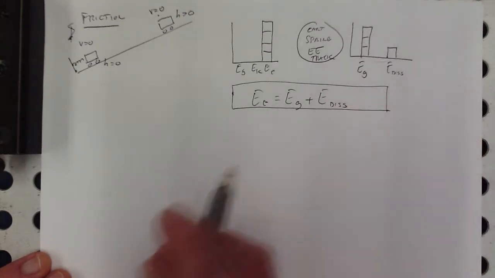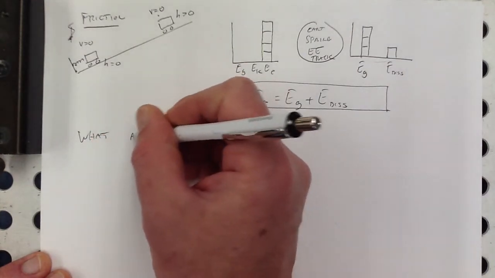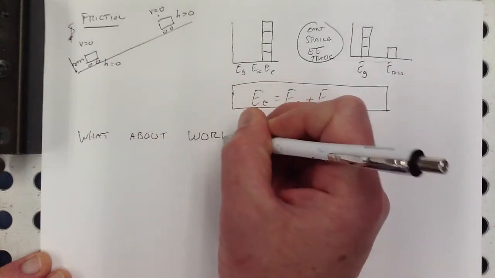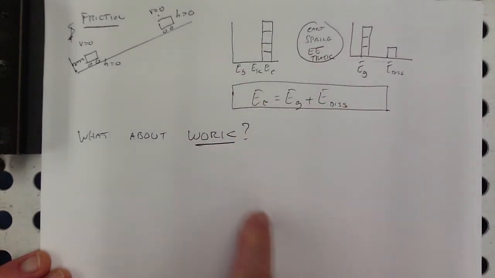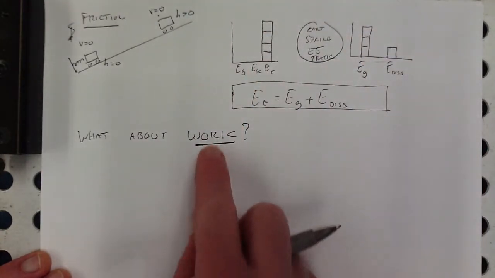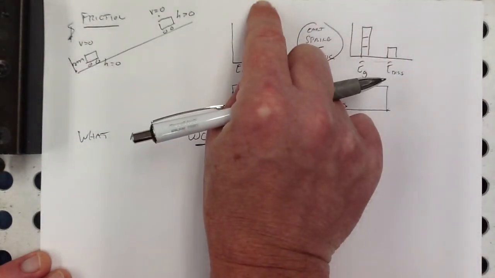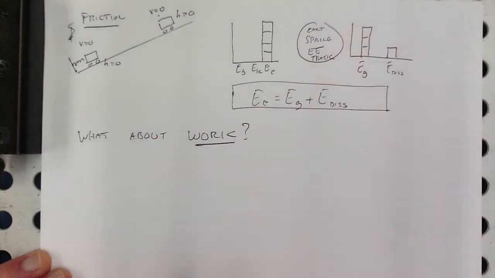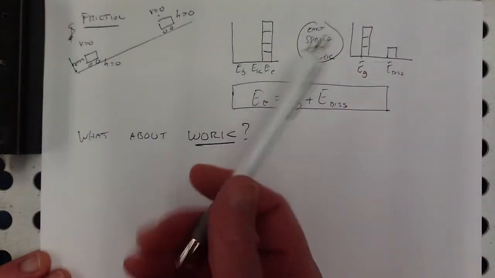And what about work? So what is work? Work is, as far as we're going to understand it with this kind of diagram, something that's outside of the system, either adding energy in on this side or taking energy out on this side.